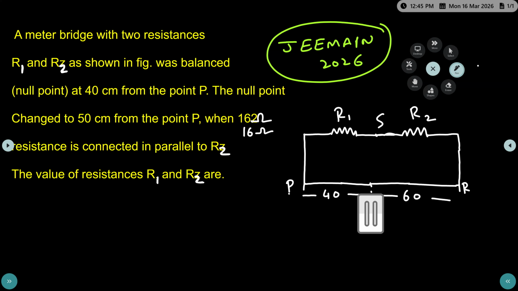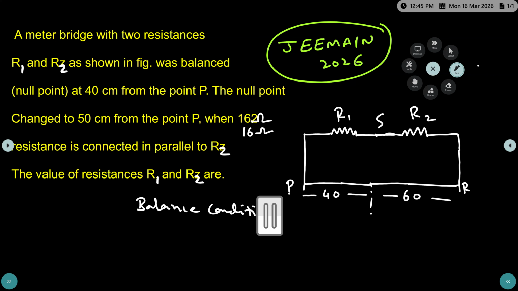Now, what is the ratio here? That is the resistance ratio. Here the meter bridge is balanced at 40 centimeter from point P. Now, in this situation, you can write the balancing condition for this meter bridge.